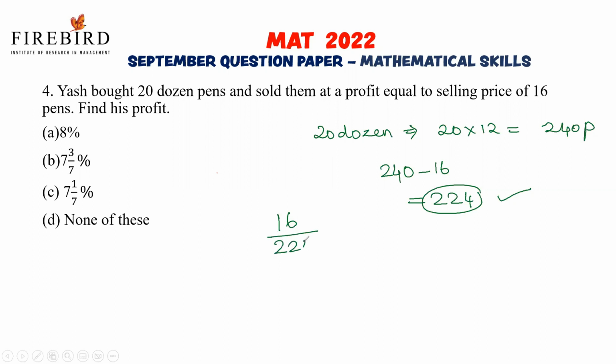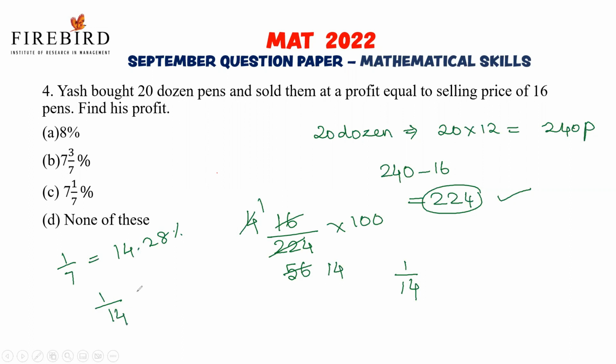Okay, so 16 by 224 into 100. So what is 16 by 224? You can cancel both in terms of 4 table, right? 4 times 4 is 16, 4 times 56 is 224. Again 4 times, 1 by 14. So what is 1 by 14? You should know the fractional value. 1 by 7 is nothing but 14.28 percentage. And 1 by 14 is half the value of 1 by 7, 7.14 percentage. So the fraction which represents 7.14 percentage is 7 1 by 7 percentage, that is your answer. Okay, now we'll move to the next question.